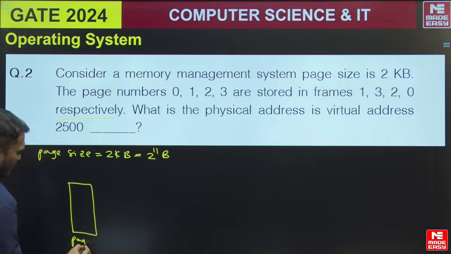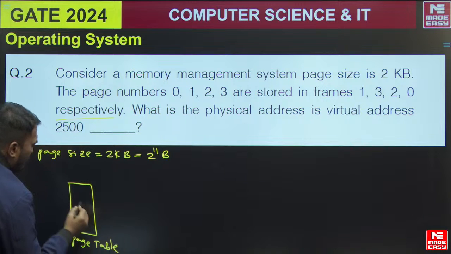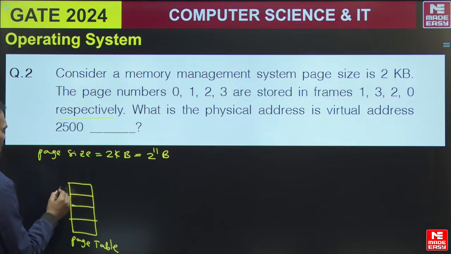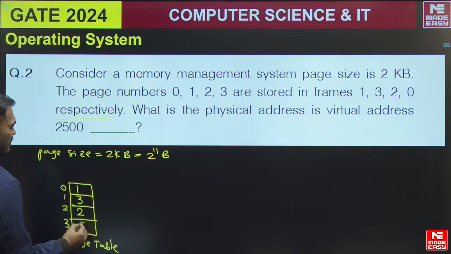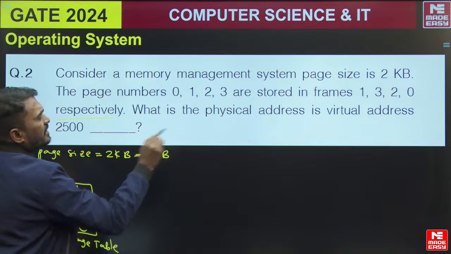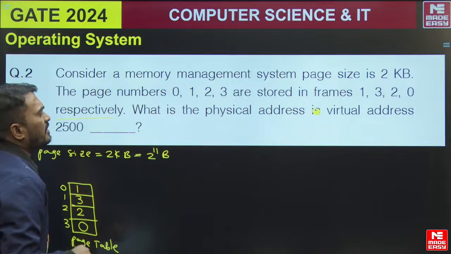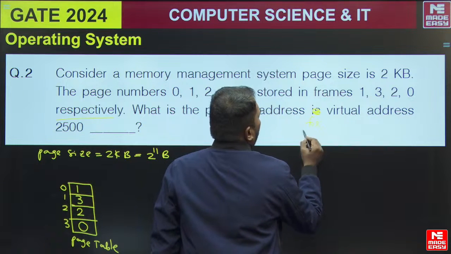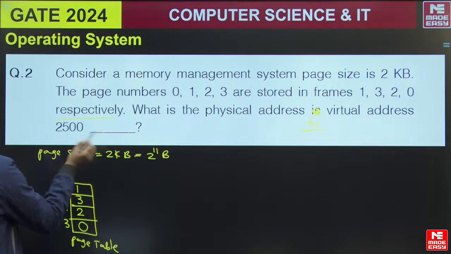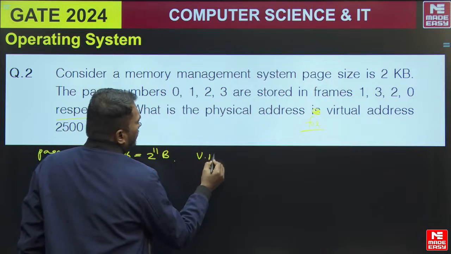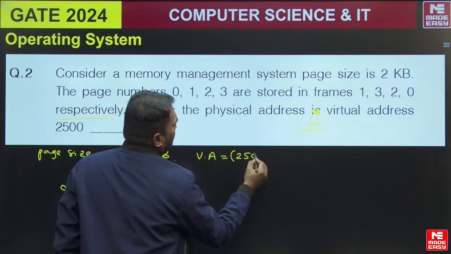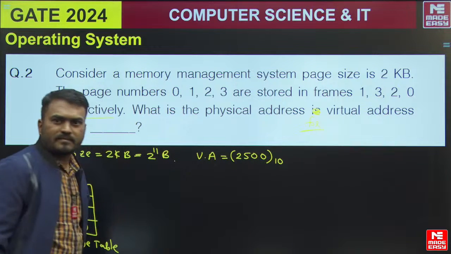So let's say this is the page table I write. Page number 0, 1, 2, 3, and next the frame numbers: 0 is available in frame number 1, and 1 is available in frame number 3, then 2 and 0. And next, what is the physical address for the virtual address? Please observe, the virtual address given here is 2500, that is given in decimal, correct.